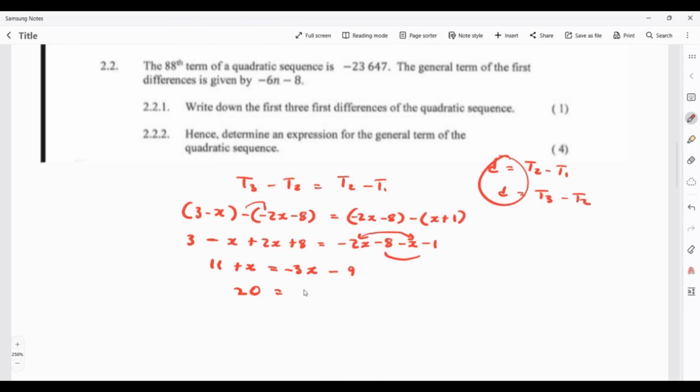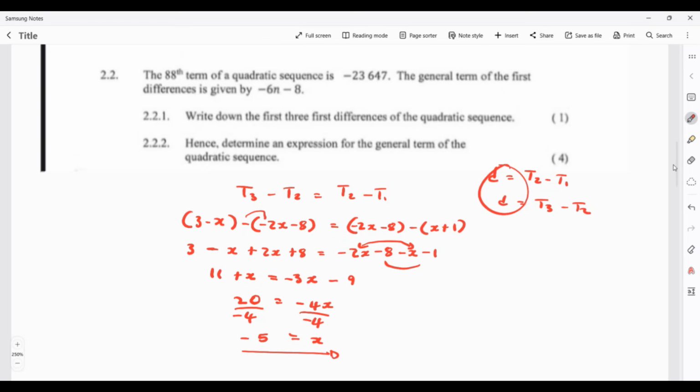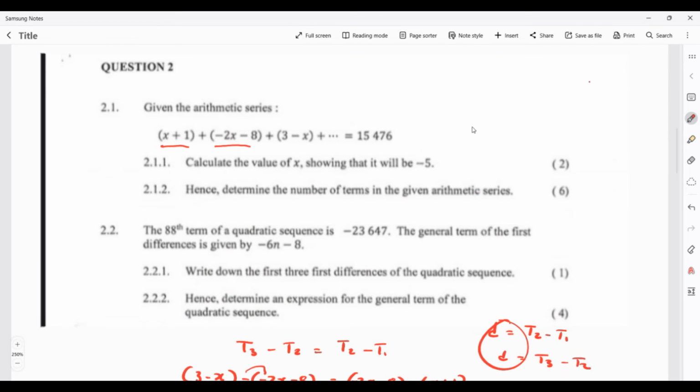And then 20 is equal to, when I take this to the other side, it will become negative 4x, and then I divide both sides by -4, and I get my x as -5 over there. So that is what they wanted us to show in this question. That is what they wanted us to show over there.